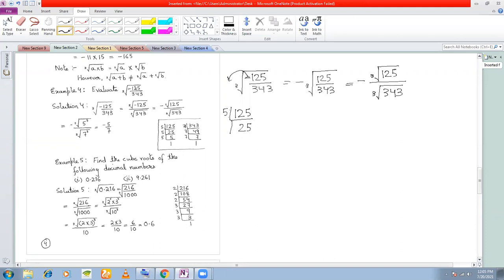Sir, it will be 5. 5 cube will be, so you get 125. This is the prime factorization. 343 is again, as I told you, 11 cube. But you can show it here also.